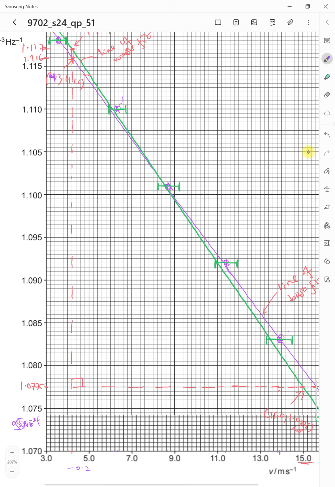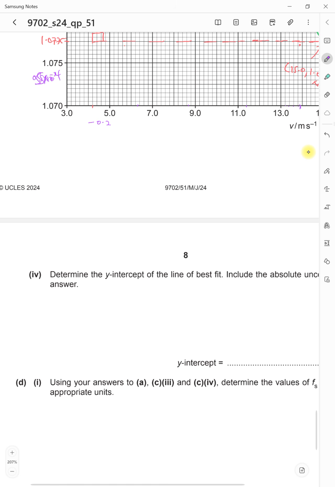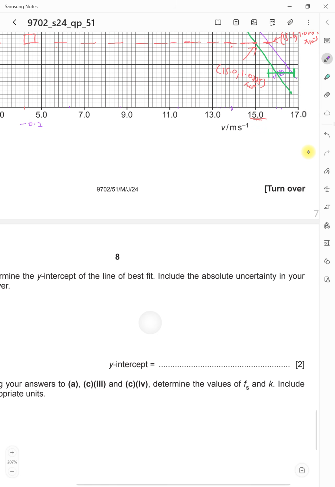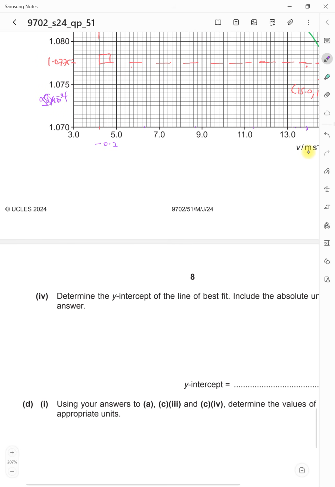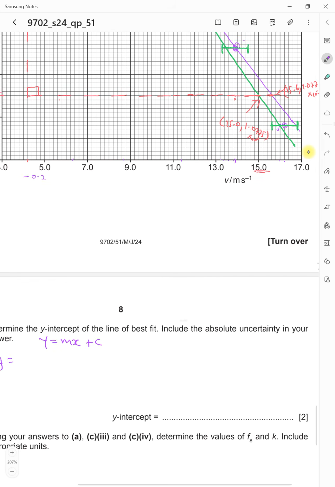You may get a different value depending on how accurate you could be. Then determine the y-intercept of the line of best fit. Include the absolute uncertainty in your answer. So for the y-intercept, of course, we have to use the equation y equals mx plus c. So I'll find c for the best fit, and I'll just take the values for the gradient that I used. I just take one pair.